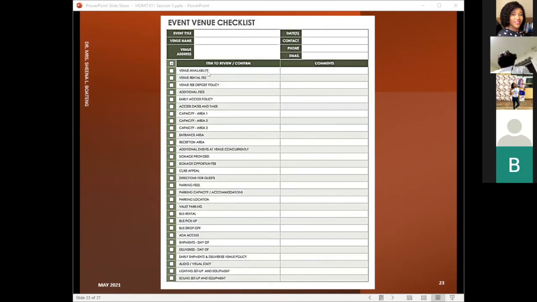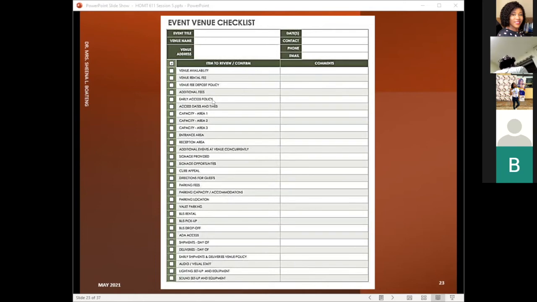So you can see that they are ticking on different items, including what? Venue availability. Then the venue rental fee, you see that? Yes. Then the venue fee deposit policy. Then additional fees. Then early access policy, because sometimes some event organizers will need early access to be able to scope out the venue and then prepare in terms of how to set up the venue for the event. And in terms of policy, some sites do not allow early access to the venue.